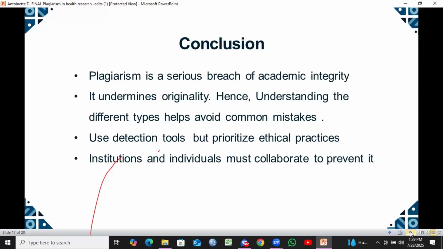Institutions and individuals must collaborate to prevent plagiarism. If there is no collaboration, the prevention is not going to take place, because if the institution is preventing and the individuals are not, then the institution is wasting their time, and vice versa. So it's supposed to be a collaboration. They have to work together. They're supposed to understand the consequences of this academic misconduct, and come together to a common understanding that they need to prevent these things in order to have good results at the end of the day.